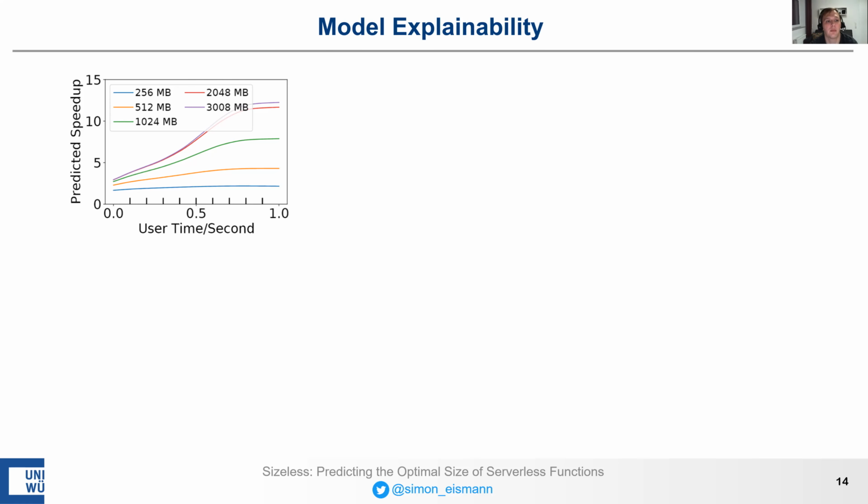To do this, we've used partial dependence plots. What you see here is that for an observed memory size of 128 megabytes, so the smallest memory size, what speedup our model predicts when switching to different memory sizes. On the x-axis, we have, for example, the parameter user time per second, so the CPU usage, and how that affects the prediction. What we see is that if the function uses a lot of CPU, then we predict larger speedups.